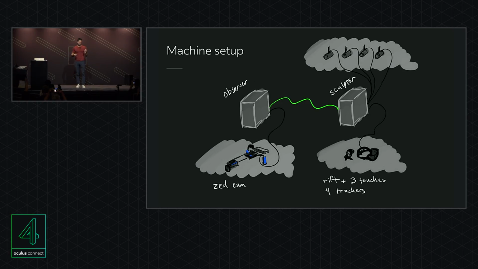The sculpt machine now has, we use 4 trackers so we can have a pretty big space for the camera person to walk around and the sculptor. We got the Rift and the 2 sculpting Touches and the 3rd Touch all paired to that machine. And then we have a Z camera rig over on the observer machine and the Z camera plugs into the observer machine. The observer machine doesn't have a VR rig, it just runs Medium in this windowed mode that we have.